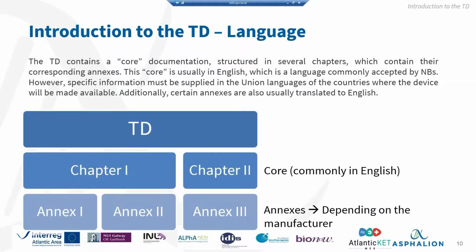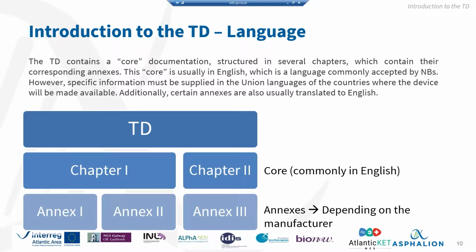So before we move on to the specific sections, let's talk a bit about the language and the structure of this technical documentation. This technical documentation usually has a core documentation, which is structured in several sub-chapters, okay? These chapters include information corresponding to different annexes, okay? The core of the technical documentation is usually in English, which is a language that is commonly accepted by the notified bodies. It is true that there is specific information that has to be supplied in diverse languages.